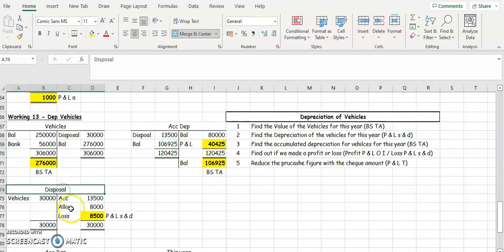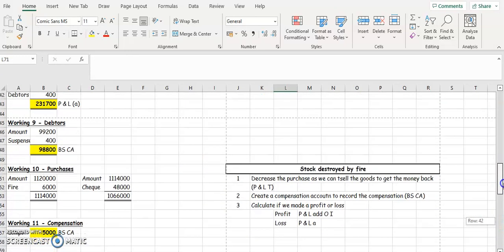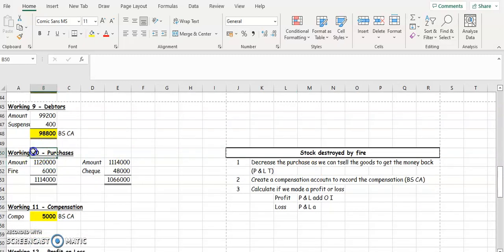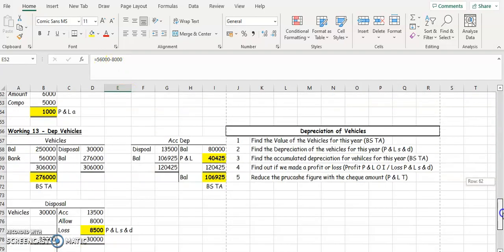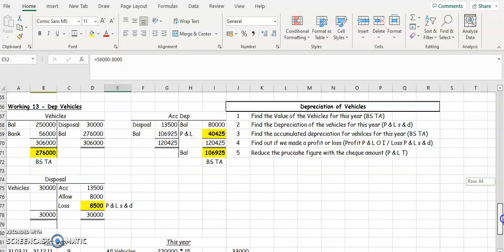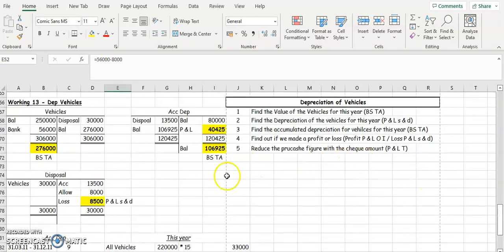Your disposal then, you're just going to add your allowance. If the balance is on the credit side, it's a loss. And if the balance on the debit side, it's a profit. And then don't forget to adjust your purchases with the check amount. So sometimes you have purchases already opened up here. So to check, the value of the van was 56,000, the allowance was 8, so the check that we wrote was for 48,000. So your 5 steps for depreciation of vehicles adjustment.